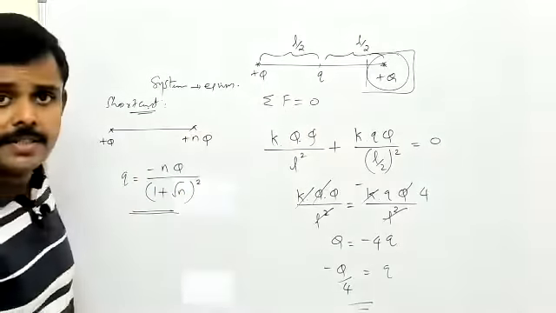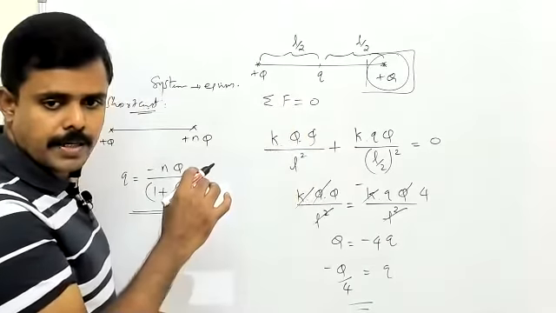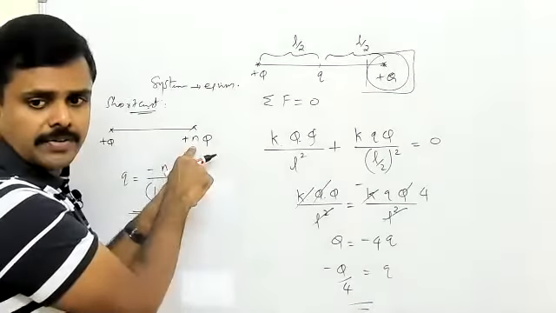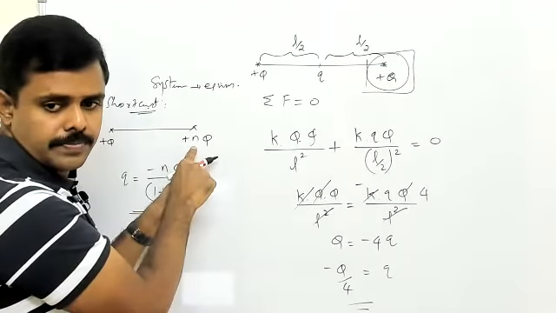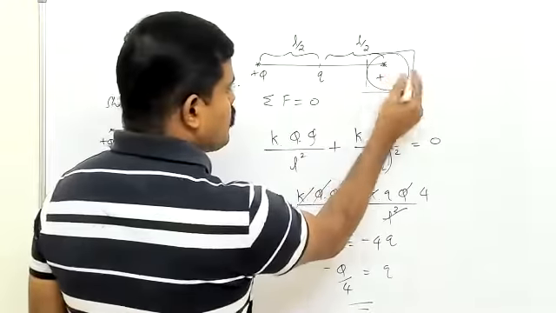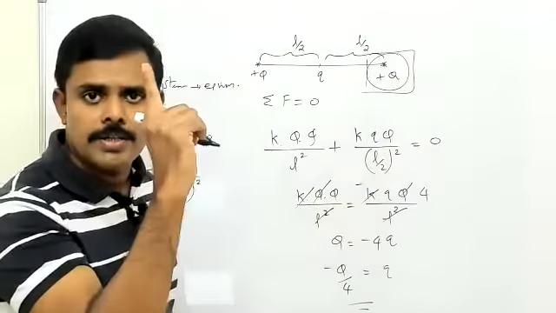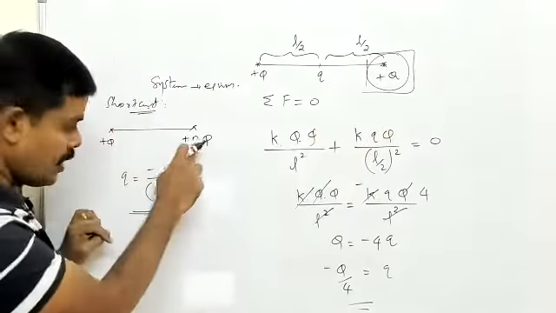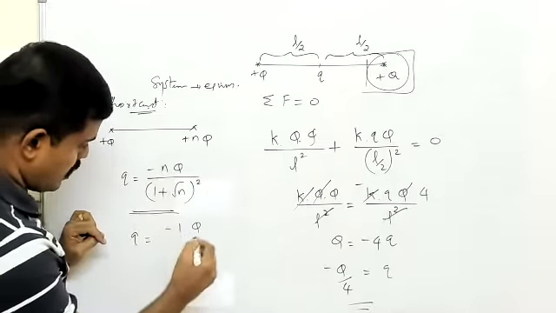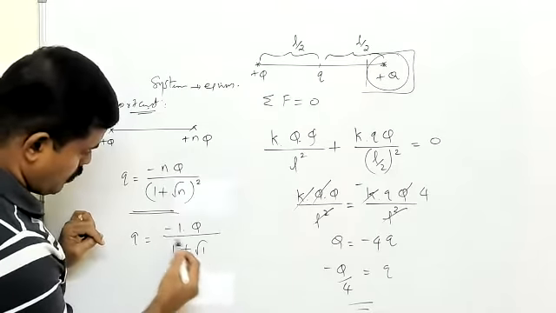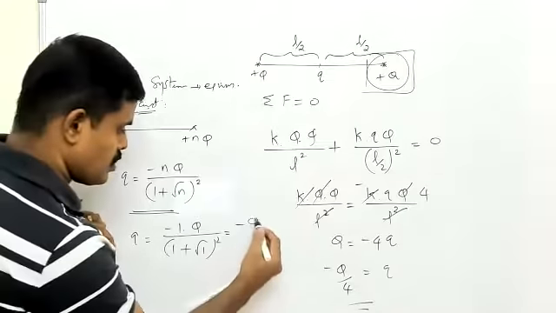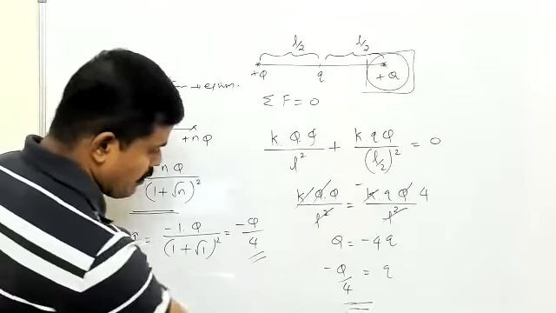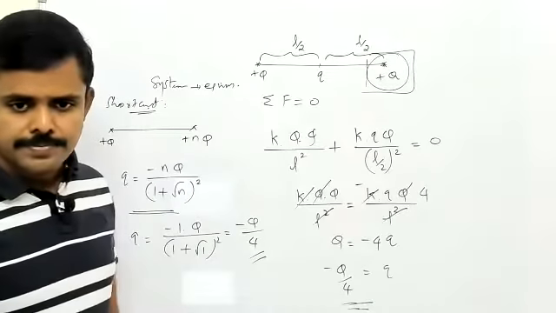Let us check with this one if it is correct. What are the charges here? Plus Q and plus Q. So in place of N, what do we have? How many Qs? One Q, right? Simply writing Q means it is one Q. So N is 1. Let us put it here: minus 1 into Q by 1 plus root 1 the whole square. That is minus Q by, root 1 is 1, 1 plus 1 is 2, 2 square is 4. That is exactly what we got here. Minus Q by 4. Understood?